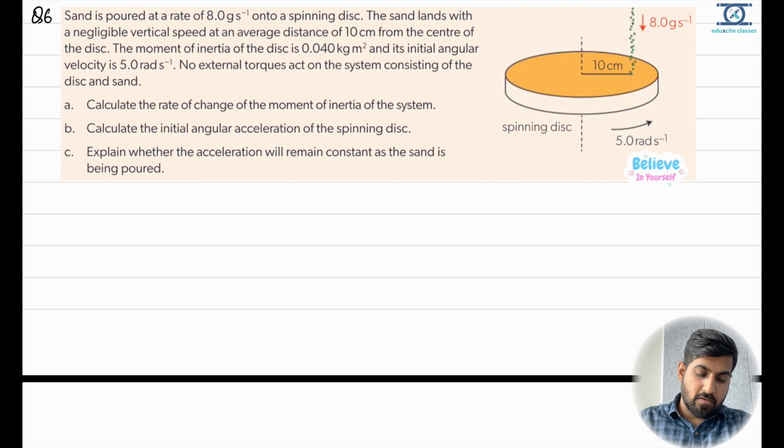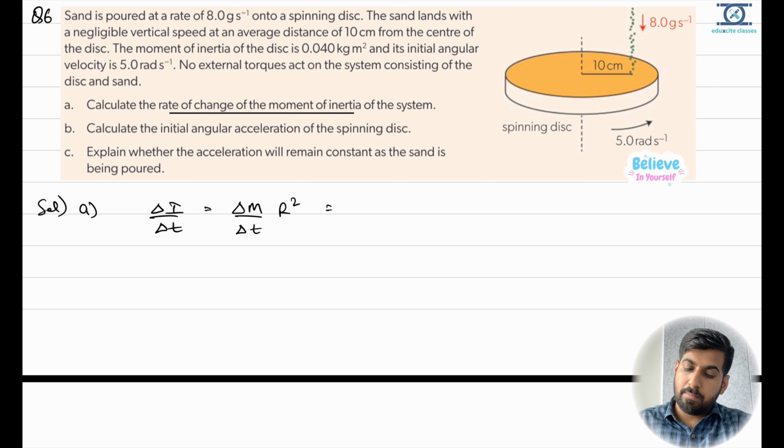Okay, now for solving the A part, the rate of change of moment of inertia, it means with respect to time. So can I say delta I over delta t? They are asking the rate of change of moment of inertia, right? So change in moment of inertia with respect to time. Now this can be written as: moment of inertia is mr square. So here the mass is changing. So delta m over delta t into the radius square, and delta m over delta t, the rate of change of mass, is given to you.